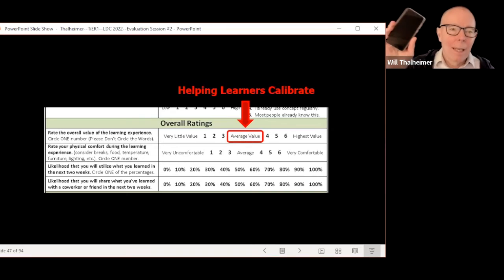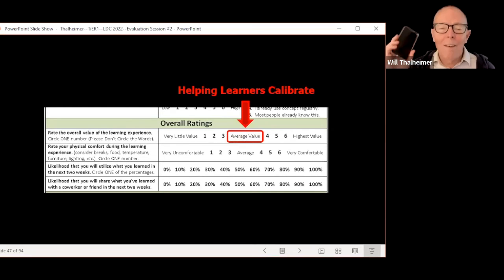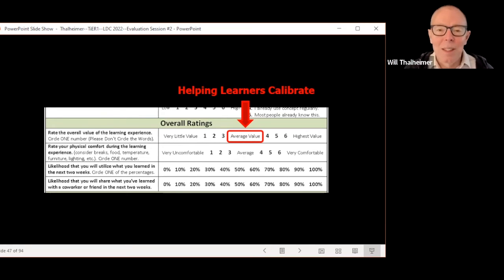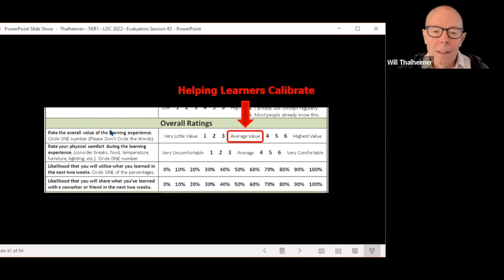If I asked you right now to open up Uber or Lyft and find a driver, I almost guarantee you that that driver is at 4.8, 4.9, or 5.0, right? Because we don't calibrate. We just all go, right? All right. I don't like this question at all, overall value. I don't like the numbers, but the idea of calibrating is a good one.